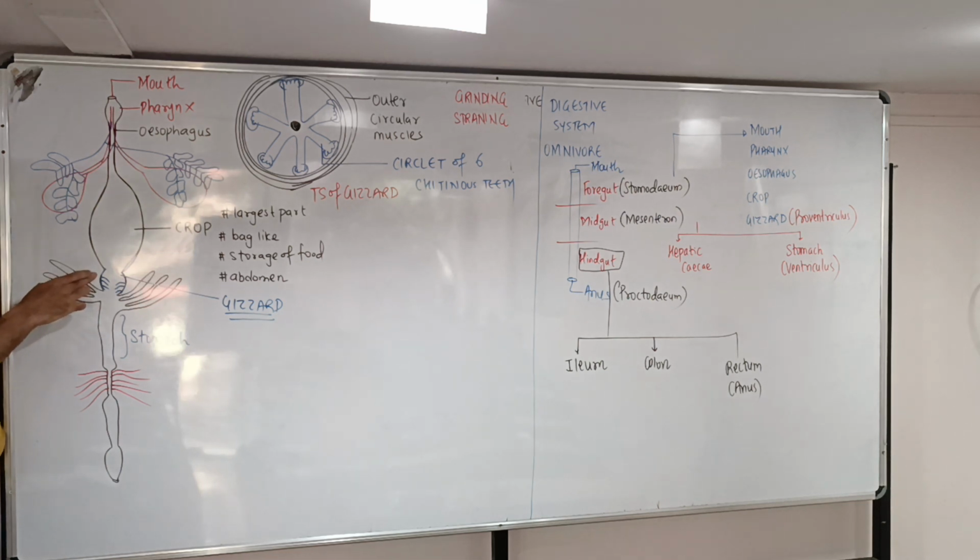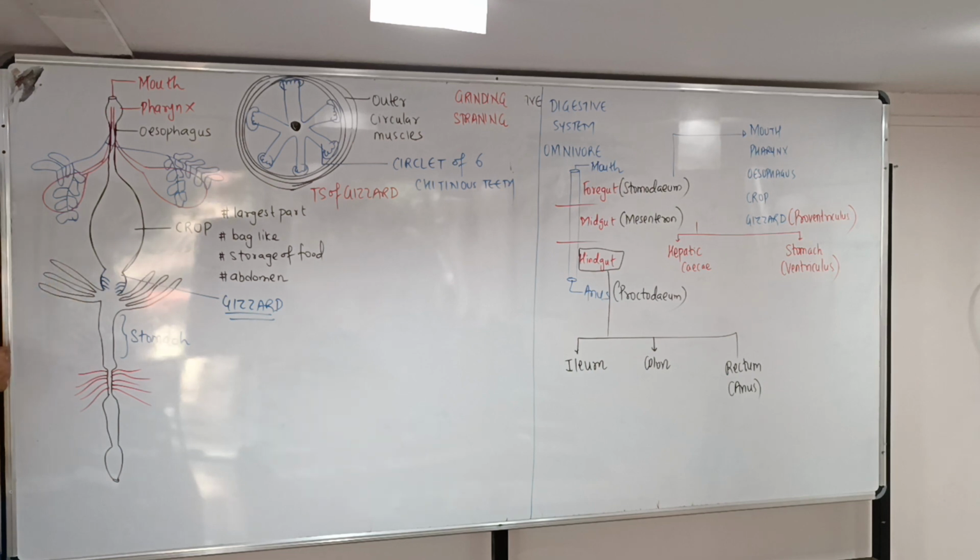Gizzard is a part of foregut. Ek baar ek CET mein question aaya tha. Which part marks the end of the foregut? Gizzard. Samajh lo prashna? Kya uttar hai na? Gizzard. Samajh lo ki nahi? Which part marks the end of the foregut? Gizzard. Yes, sir. ठीक है? So between the foregut and the midgut, stomach किसका part है?